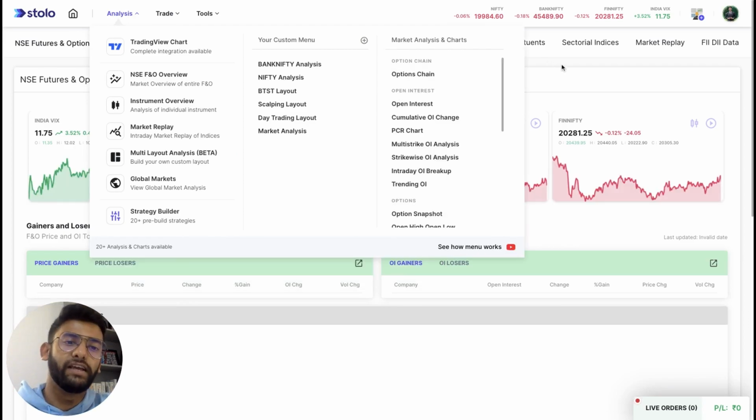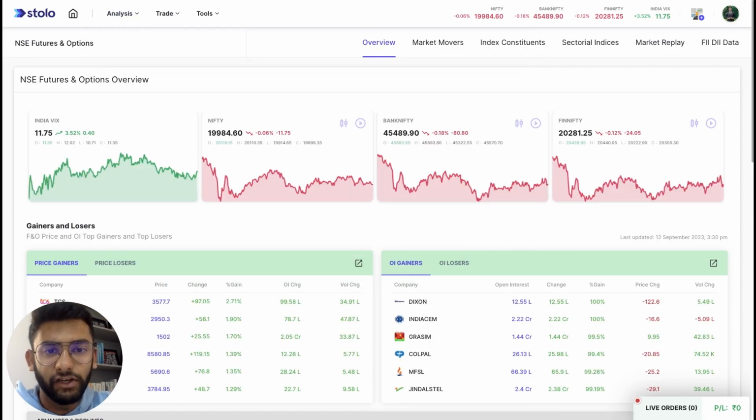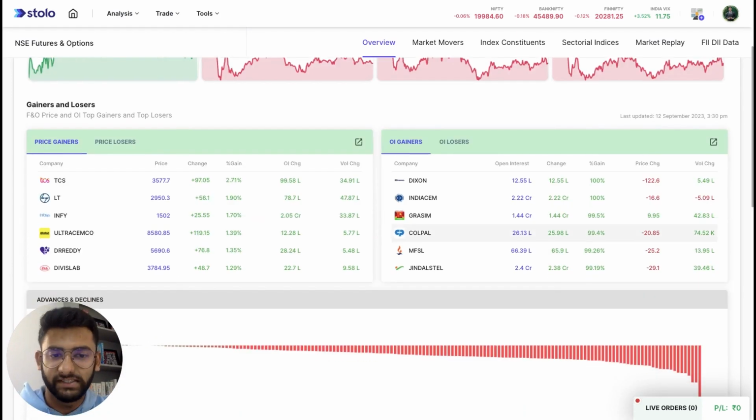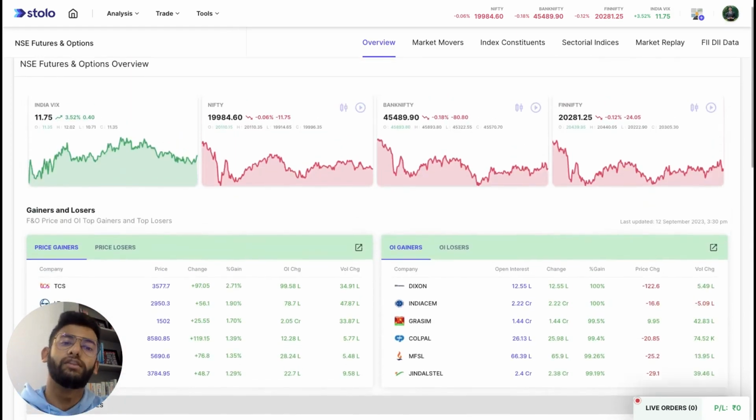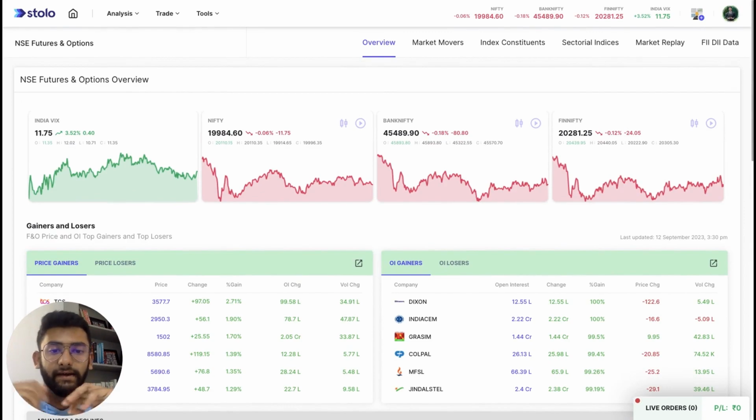As soon as you click on NSE FNO overview, you would get this page, which gives you the entire overview of what is exactly happening in the market today. Everything on the platform is real-time data, or, for example, if it is last traded price, it would be real time. I'll explain more on this later as well.